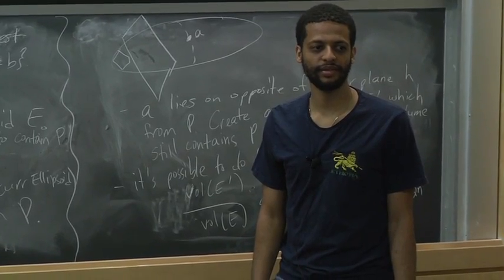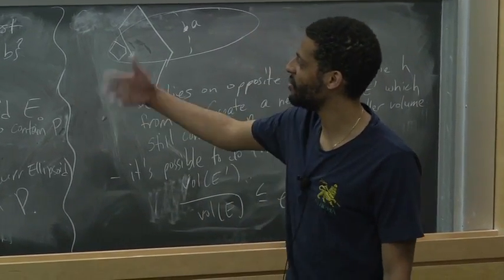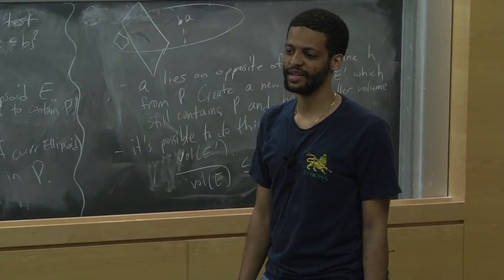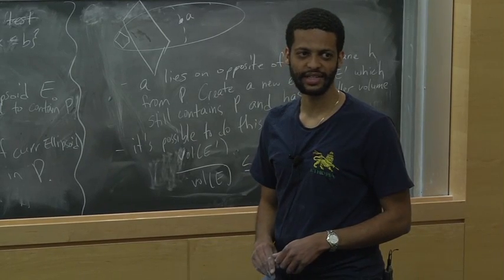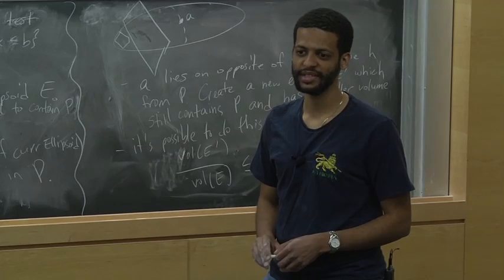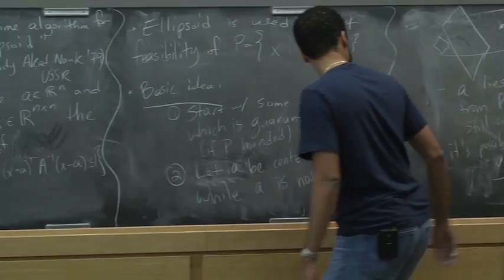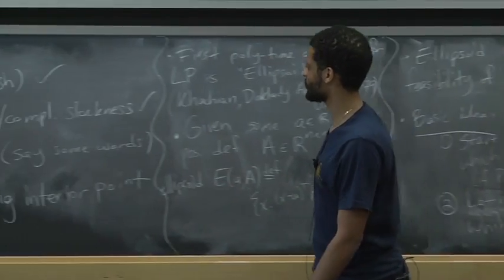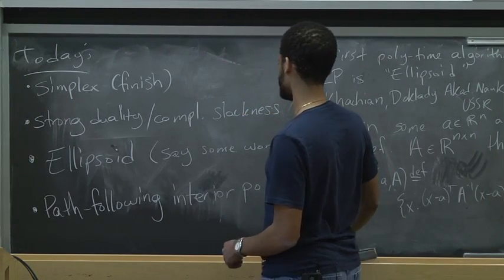Questions? I didn't tell you how to update the ellipsoid and all these things, but I'm not going to cover that. Aside from that, are the ideas clear of roughly what the ellipsoid algorithm is? Okay, good. So that's ellipsoid.